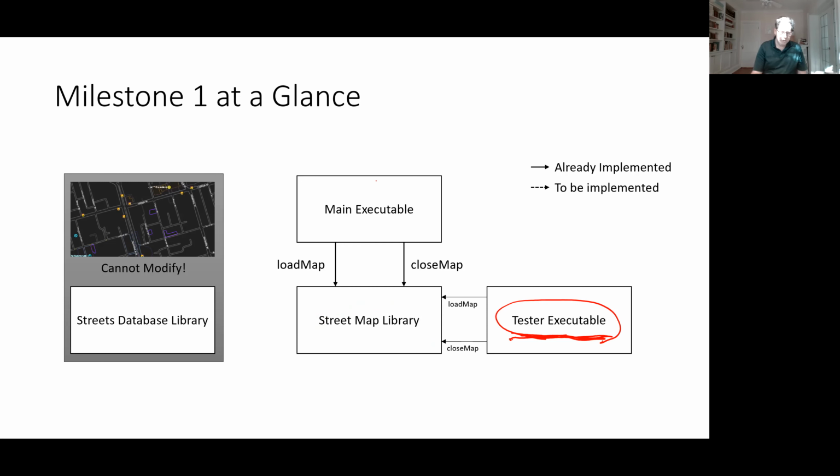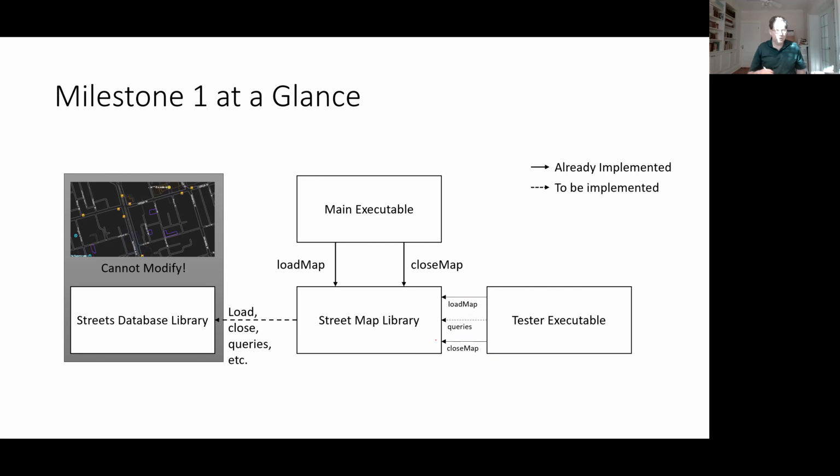Later in the project, you're also going to be using a main executable, and the main executable is essentially the start point for the program that an end user would use when they want to interact with your map. Both of these executables are going to call a load map function, and your Street Map library is going to interpret that as: I should load whatever data I need to be able to answer queries and do useful things. And when they're done, they're going to call close map to tell you that if you allocated any data or set up things, you should destroy all that right now.